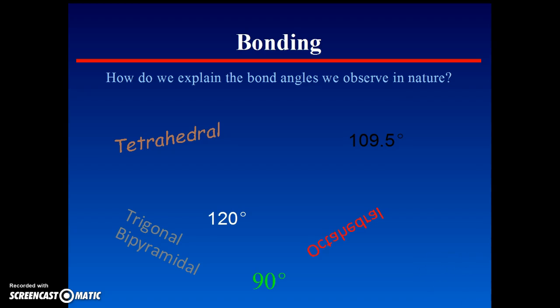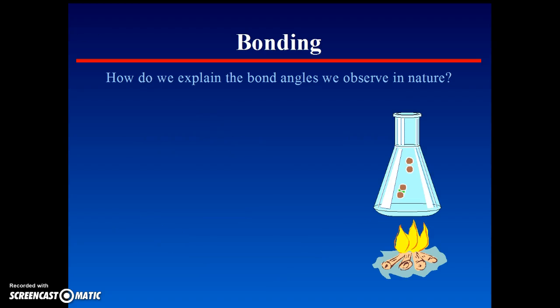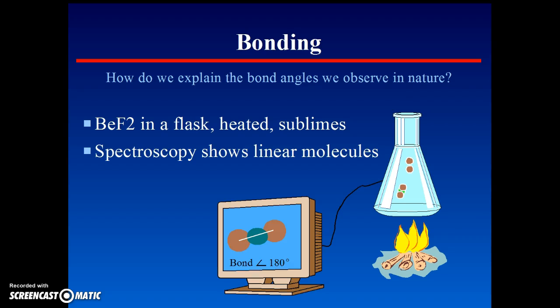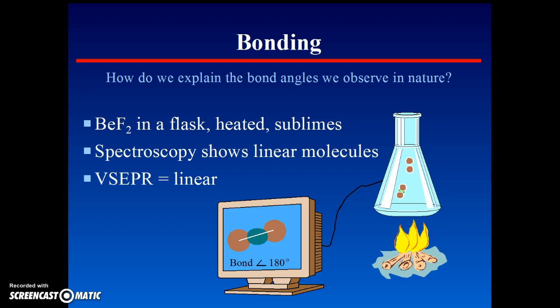So how do we explain these bond angles we observe in nature? Well, let's talk first of all about beryllium difluoride, or beryllium fluoride. If we heat the solid in a flask, it turns directly into a gas. If we then take the gas and run it through a spectroscope, we see the characteristics of a linear molecule. That is, the bond angles are 180 degrees. VSEPR, of course, predicts that with two electron centers, you will have a linear molecule.